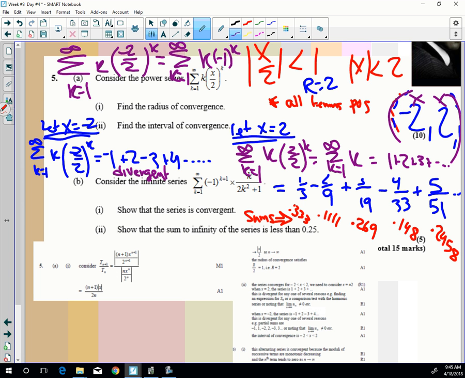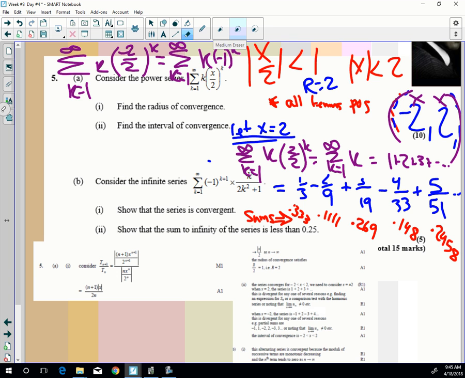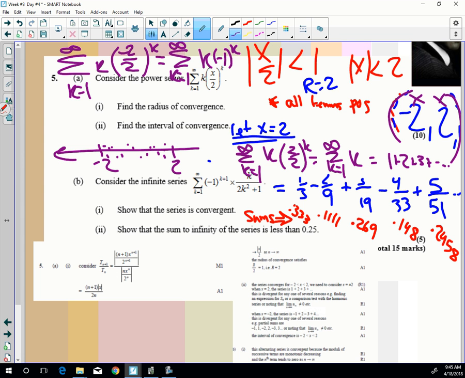I did that in part A. I took the limit, I did the ratio test. I got x over 2 less than 1, and then I solved for x. x was less than 2, and so the radius is going to look like this on a number line. Here's -2, and here's 2. x is somewhere in here, and we don't know if 2 and -2 are included until we test them.